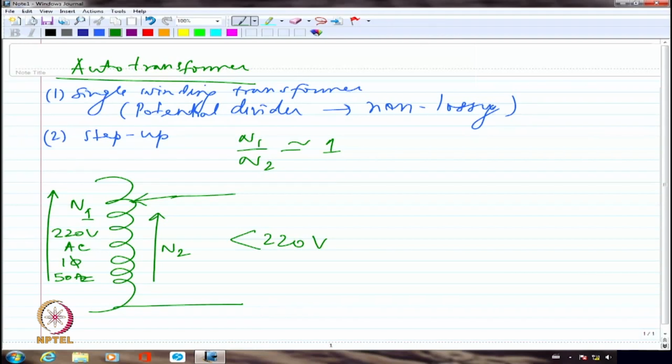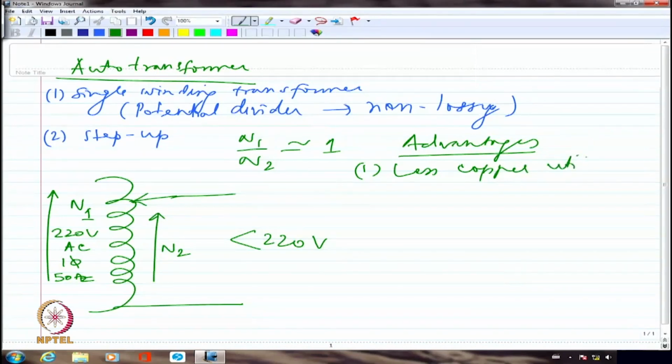And if I am having saving on copper, obviously if I am looking at the resistance of the primary winding and resistance of the secondary winding, I would have twice the I square R losses in a two winding transformer as compared to what I would get in an auto transformer. So I would say step up action is done quite easily, that is one thing. And advantages, if I try to look at it, we can say less copper utilization, right? And another thing is less losses.